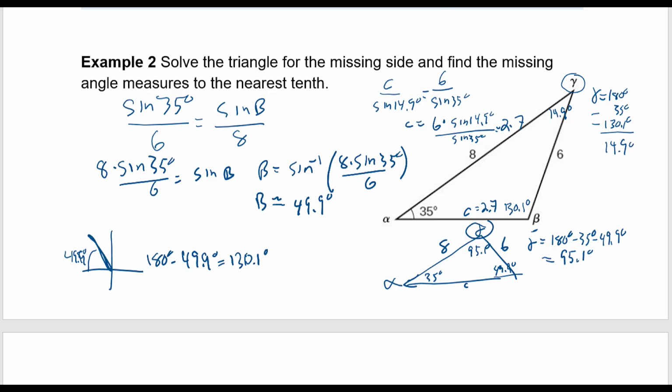In the second case, do it down here, C over sine of 95.1 degrees equals 6 over sine 35 degrees. So C equals 6 times sine of 95.1 degrees divided by sine of 35 degrees. And that's going to be approximately 10.4.